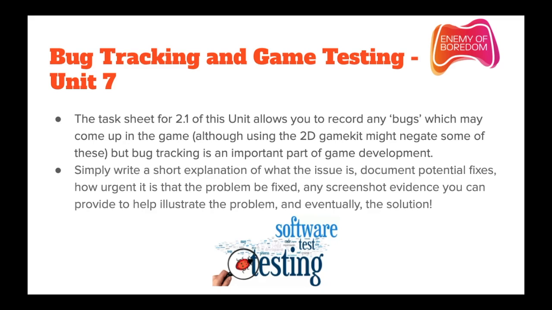The way to deal with these bugs is to write a short explanation of what the issue is, document potential fixes, how urgent it is that you get the problem fixed, screenshot any evidence, and basically try and come up with a solution for the bug tracking. Some of the most common bugs that you'll find in games development are to do with things like not attaching colliders to walls so that players end up walking through walls instead of stopping when they hit them, and also possibly some coding errors, which 9 times out of 10 are usually a spelling mistake or you've forgotten a semicolon if you're working in C#.